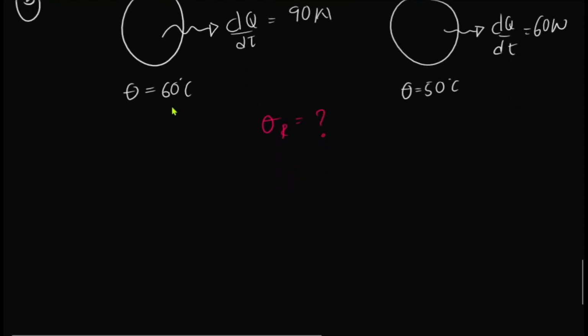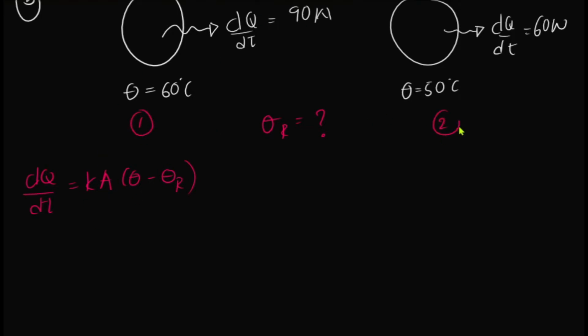It's quite easy, right? So you need to use the rate of heat loss equation to figure this out. dQ/dt is equal to kA(θ − θr), right? Let's assume this is the first instance and this is the second instance. So for the first instance, let us apply the rate of heat loss concept. The rate of heat loss is what for the first instance?